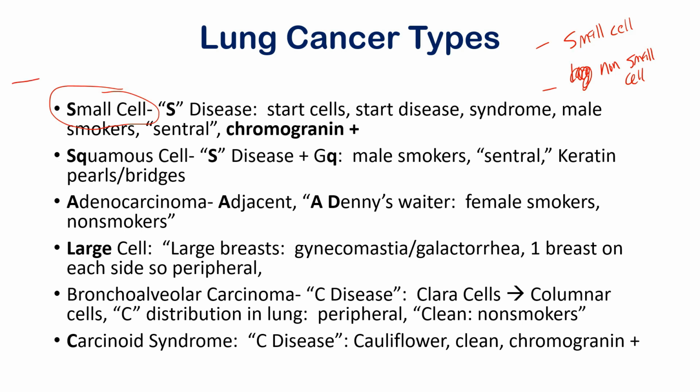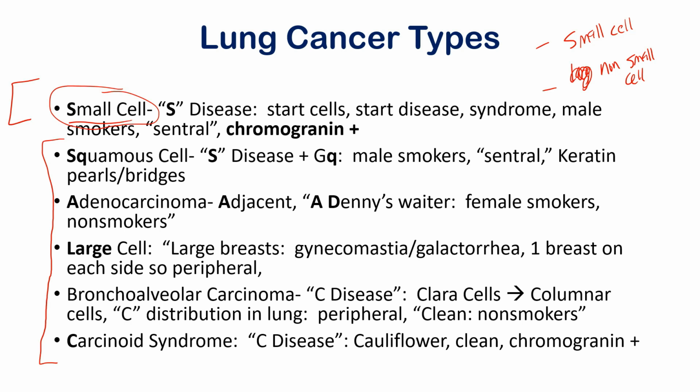So this is the small cell type, which is common sense, small cell. And then basically everything else would be considered a non-small cell lung cancer type. Really, carcinoid syndrome is kind of separate from that, but we'll go ahead and include it here. So we'll start with small cell lung cancer.